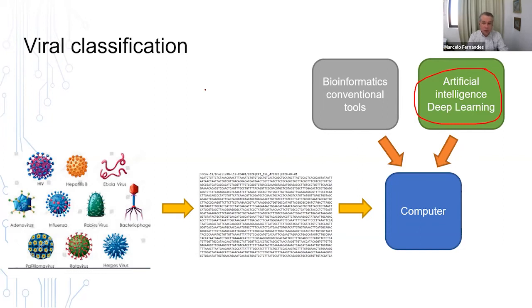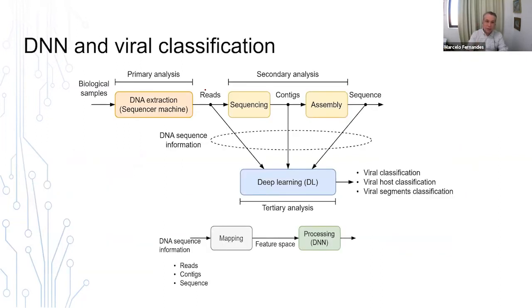For example, now we have several SARS-CoV-2 variants, so it's important to identify which kind of virus people have, and you can use conventional bioinformatics tools, or you can use deep learning.